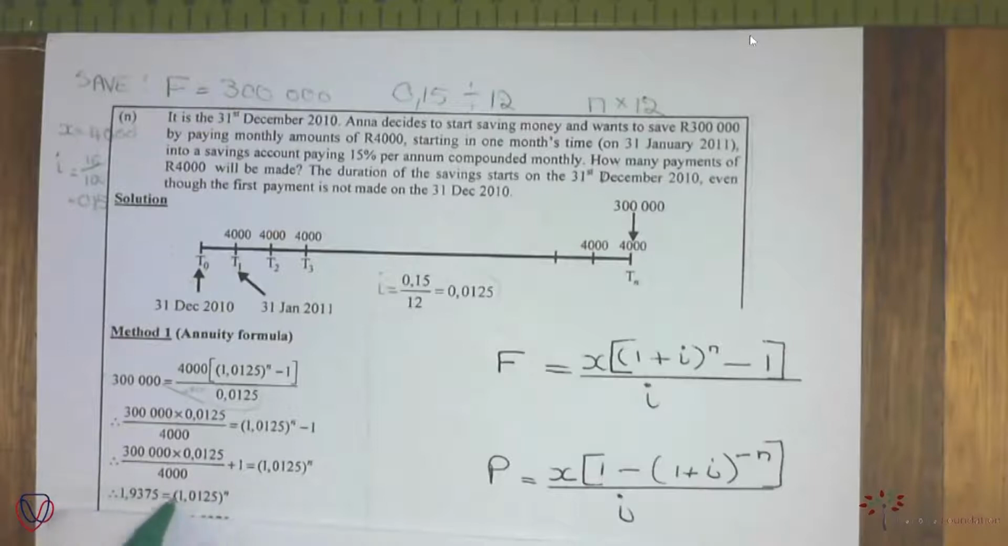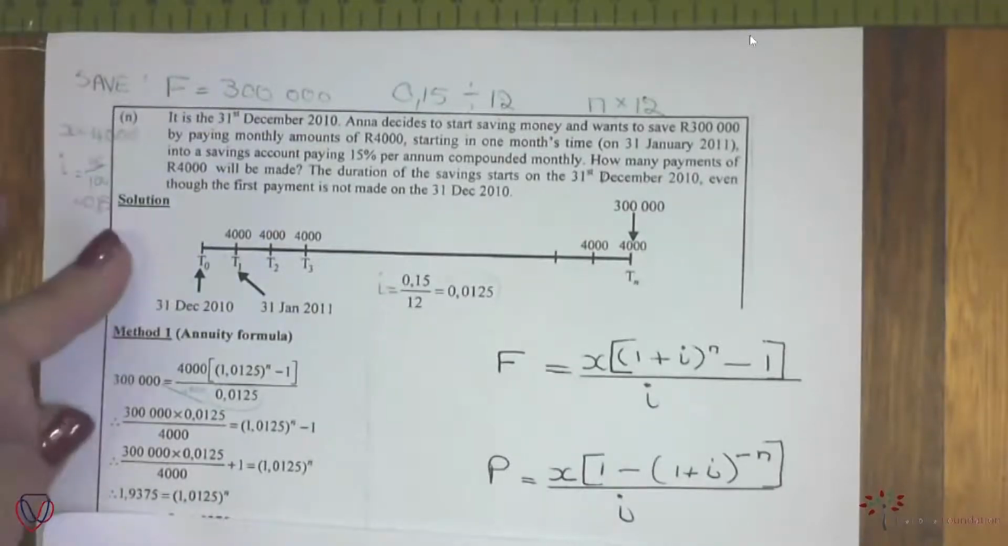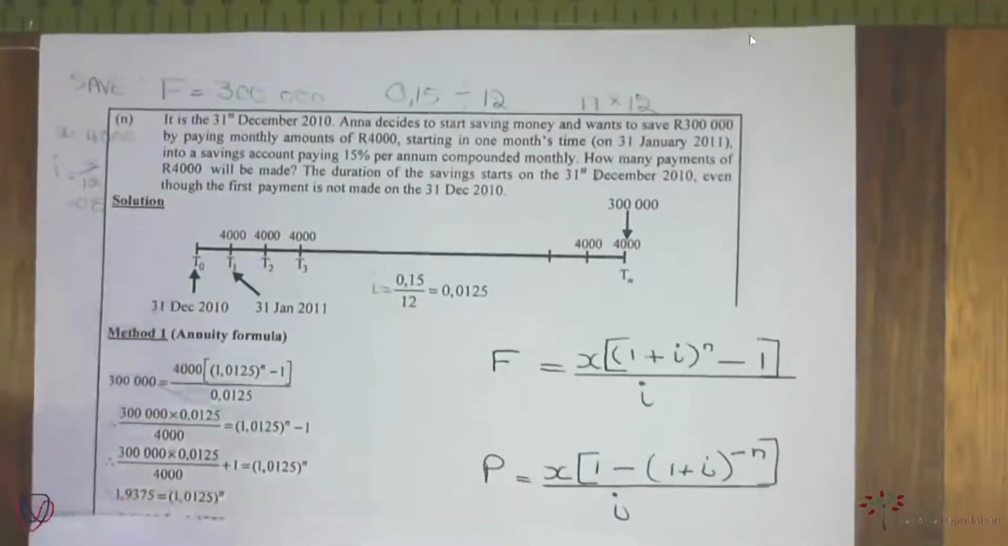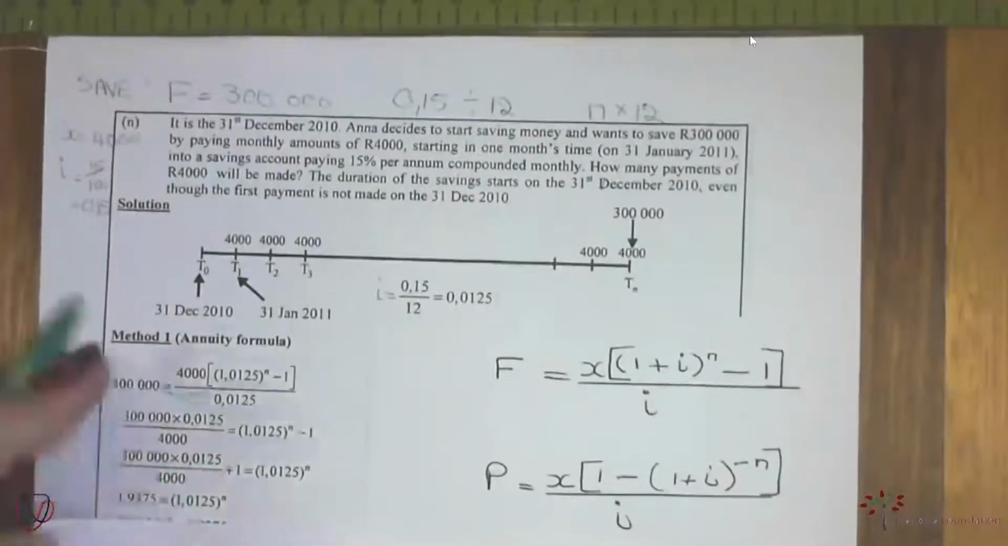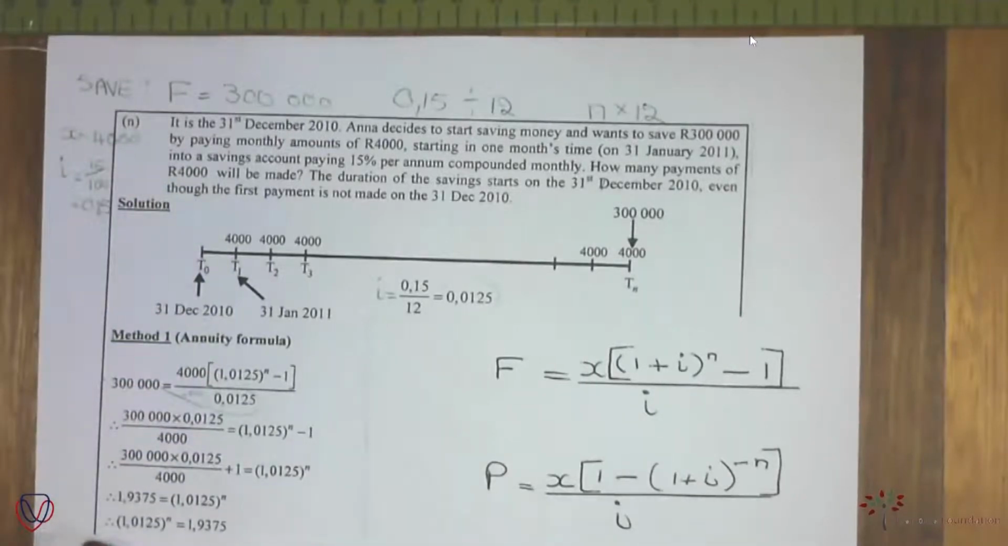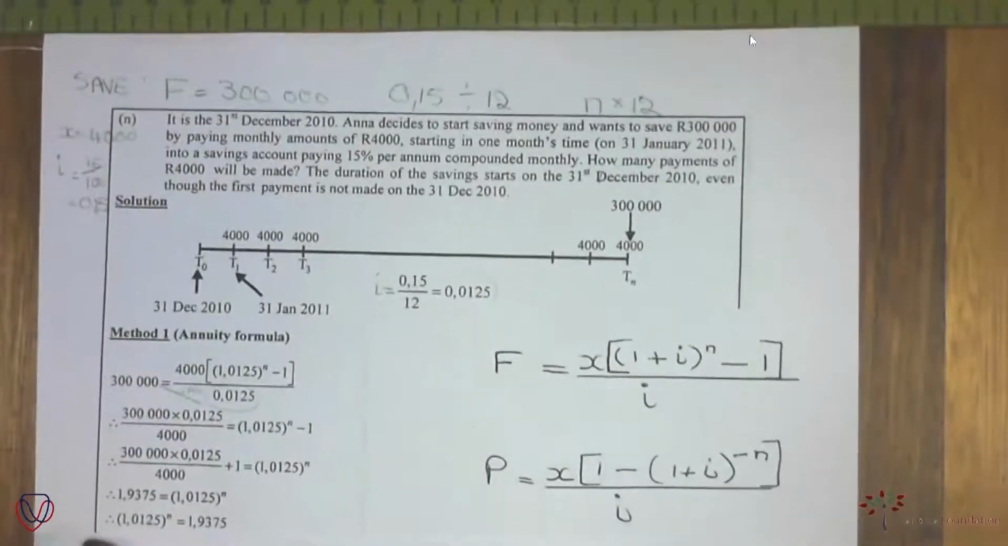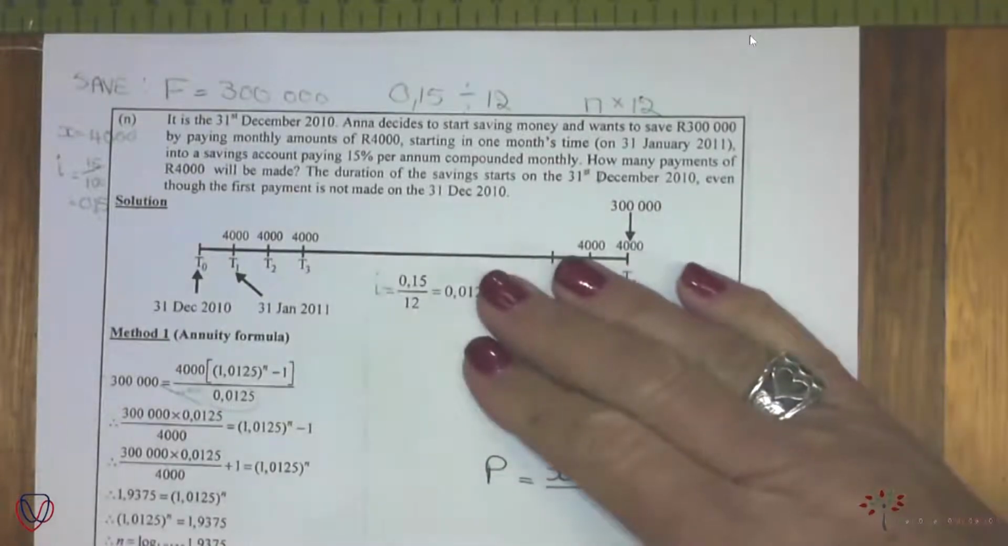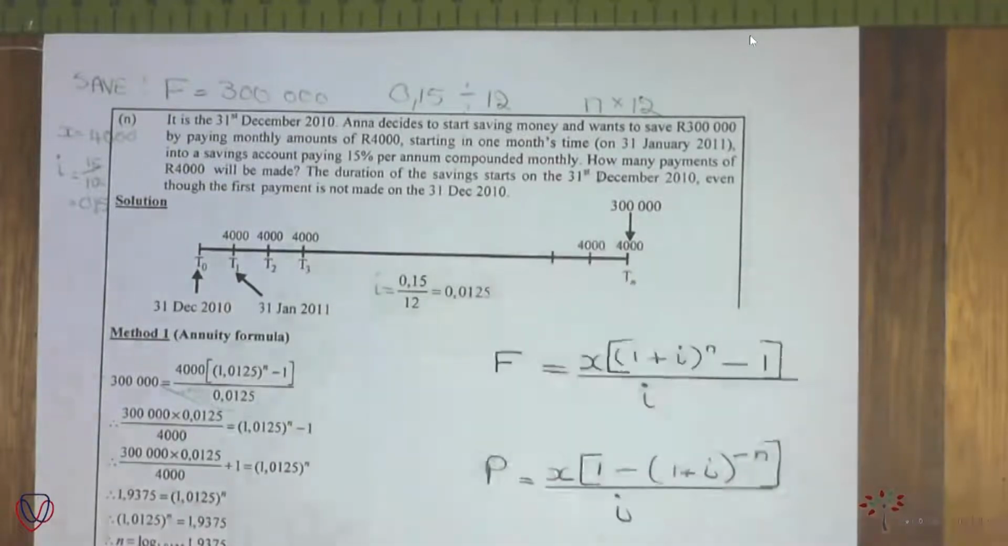So my 1.0125 to the power n will give me 1.9375 coming from there. Okay, and now if I get there, is it possible by any chance to solve this equation by using exponents? No, no, no. So what are we going to use? Aha! Logs, people, logs.